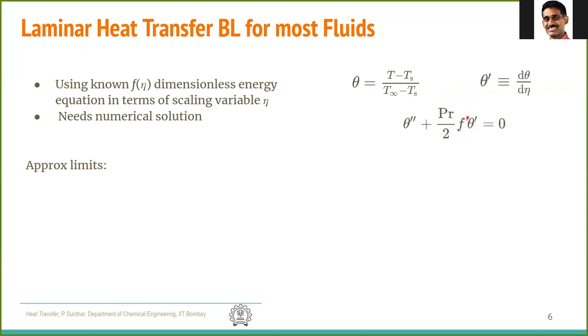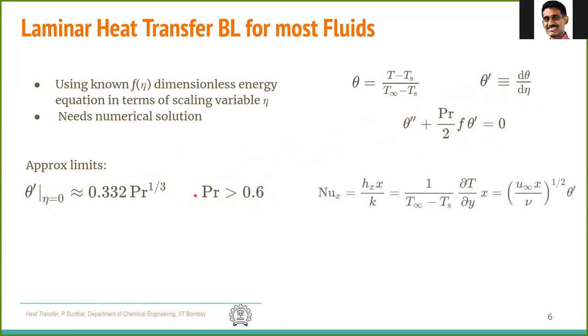Again, here this is a nonlinear function, since f is multiplying theta prime. So this is again a nonlinear differential equation, and therefore we cannot solve this analytically, but a numerical solution can be found. We will look at some important limits of this problem. Firstly, for Prandtl number greater than 0.6, theta prime, which is d theta by d eta at the surface, can be written as 0.332 Pr power 1 by 3. This is a nice approximate formula because most fluids, gases included, have Pr greater than 0.6.